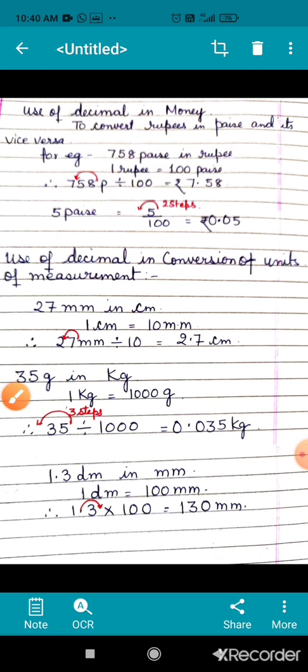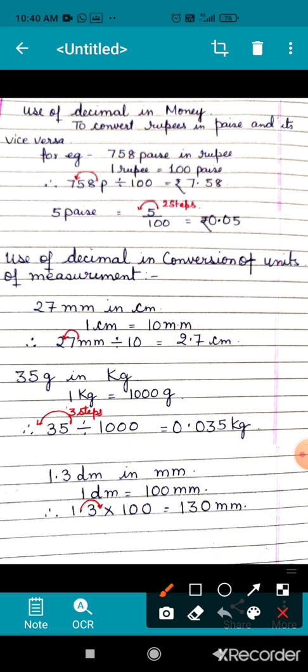Here you can see 758 paisa has to be changed into rupees. Children, I have told you earlier also, when we change a small unit into a big unit, we always divide. As you all know, 1 rupee is equal to 100 paisa. So we will divide 758 paisa by 100.